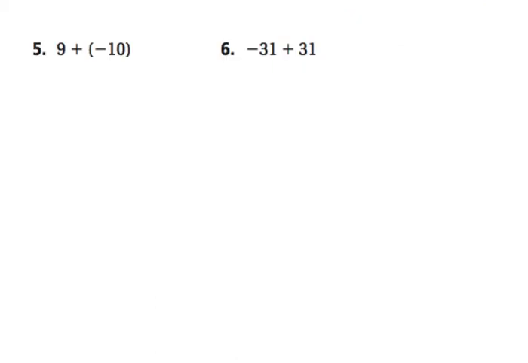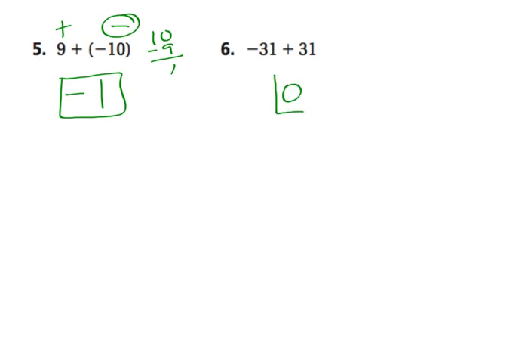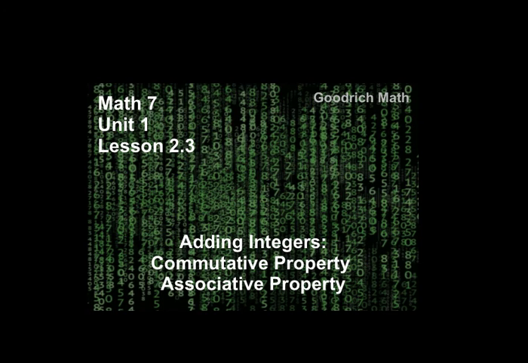Couple more examples. 9 plus negative 10. 9 is positive, negative 10 is negative. The negatives win, so my answer is going to be negative. And 10 minus 9 is 1, so the answer is negative 1. Negative 31 plus 31. These are the same size, so they completely cancel out, and you get 0. Okay, stay tuned for the next video.